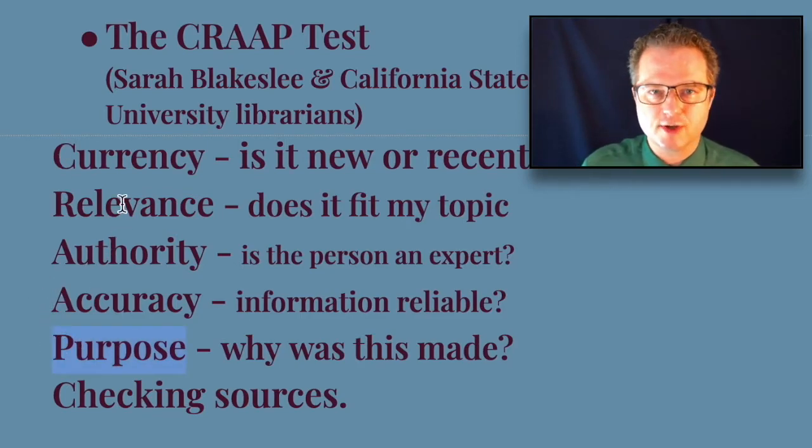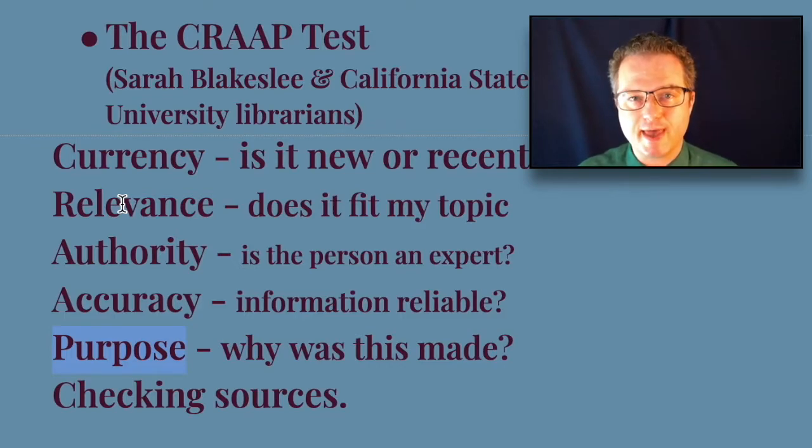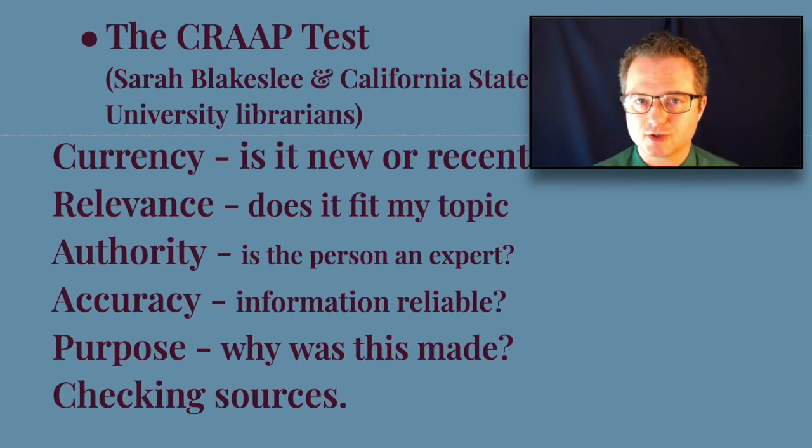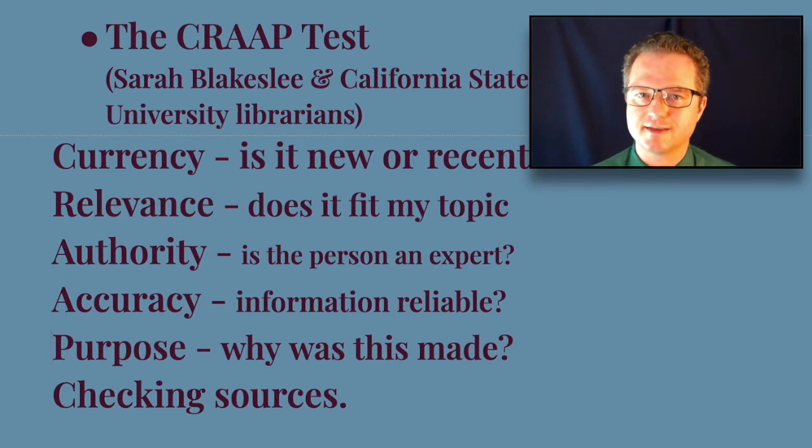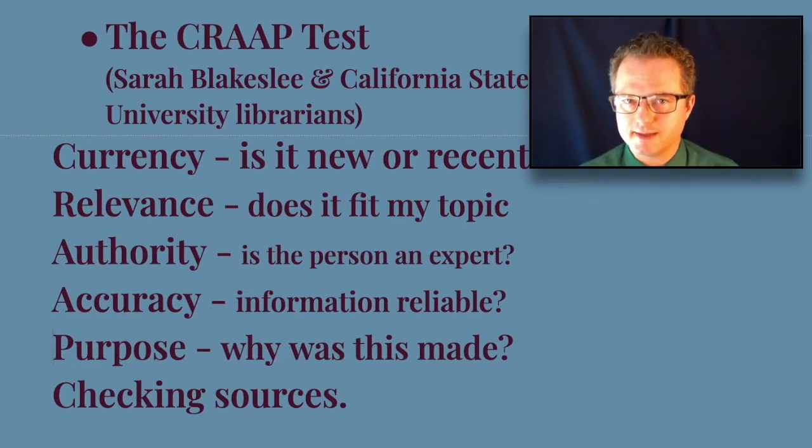Purpose is asking the question, why was this made? Some people write a book because they want to add to academic scholarship and they want to increase the amount of knowledge in the world. But other people write a book because they want to make money. Other people write a book because there's some political view they want to promote, and they will twist any facts and science they want in order to make the political point they're trying to make. Why did they write this thing?